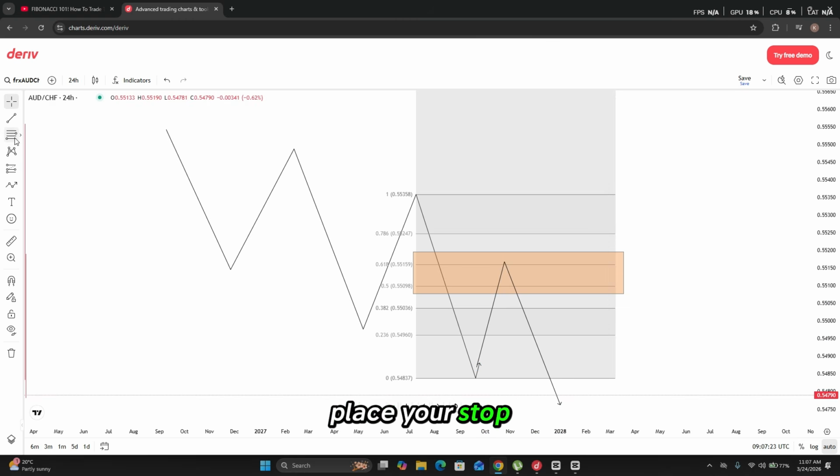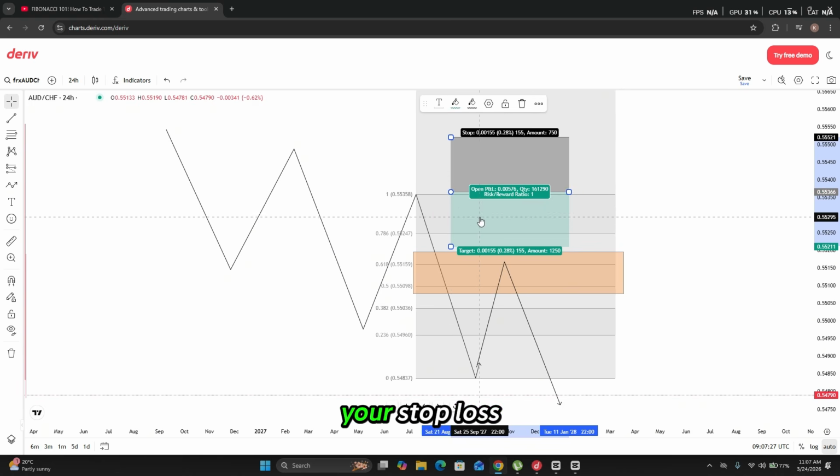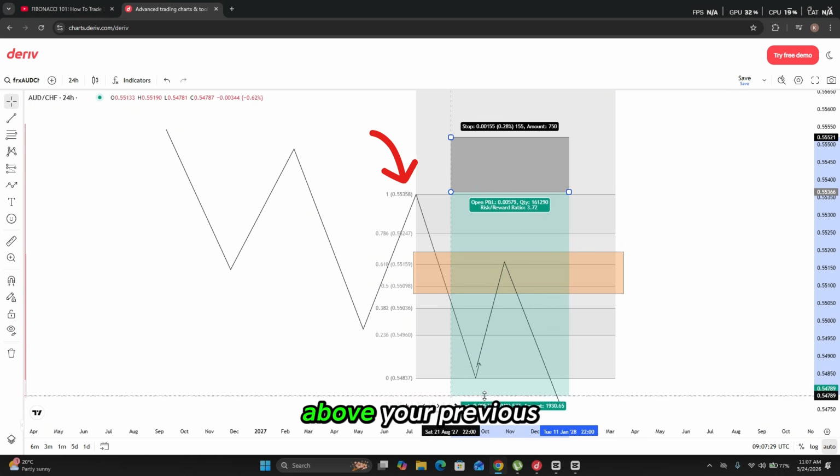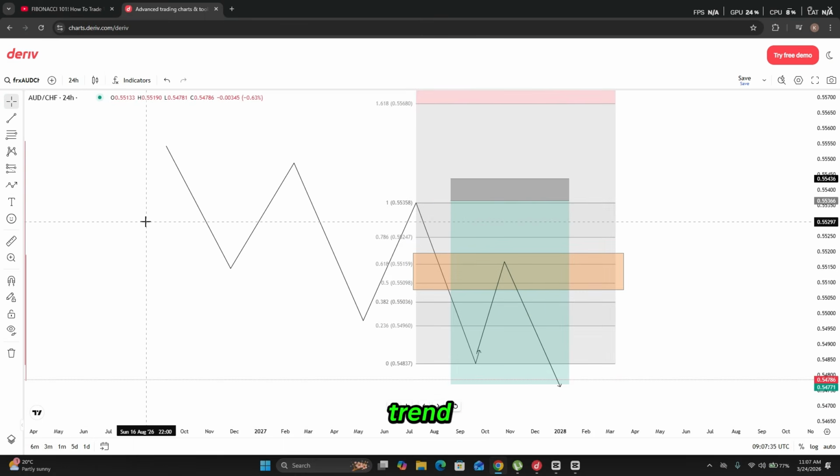How do you place your stop loss and take profit after entering in a bearish market? Your stop loss is always just above your previous high, and your take profit, you target your newly made lows or your lows from your previous trend.